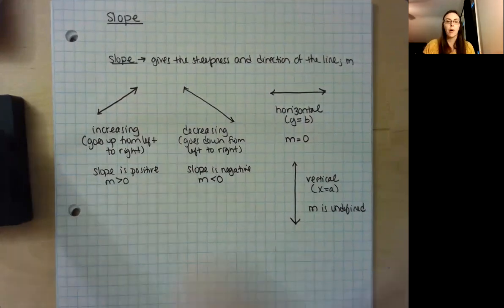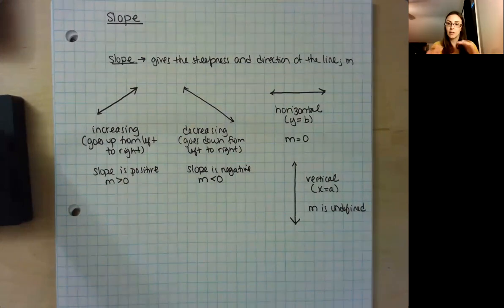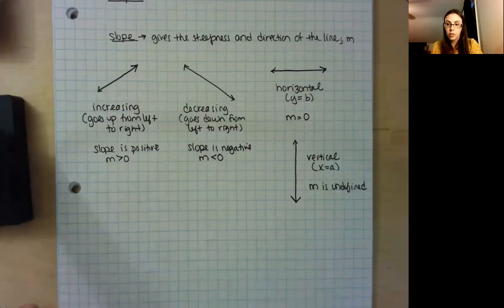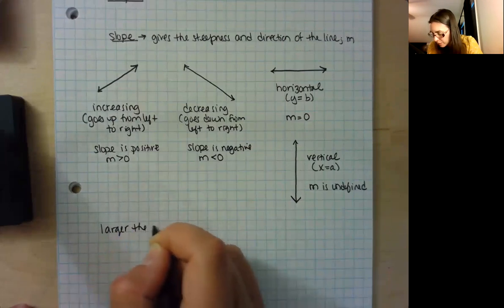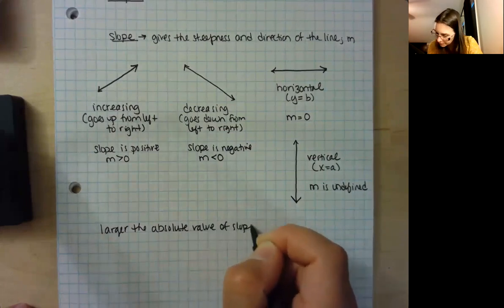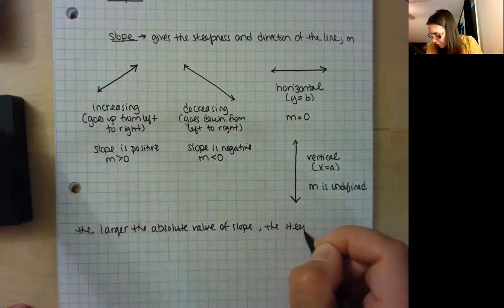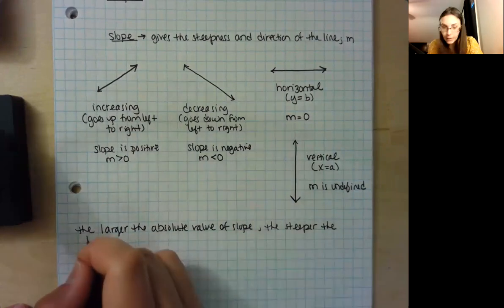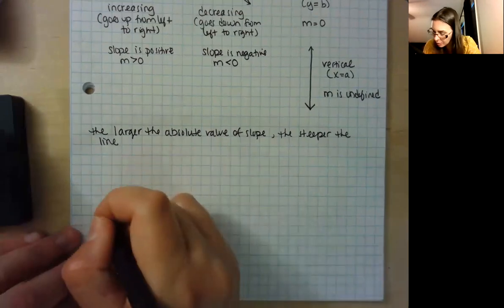So this is the direction part of it, right? So the sign of the slope, positive, negative, or 0, undefined, also tells you the direction of the line. Is it going up? Is it going down? Is it flat? Or is it a vertical line? Now, the second thing that you're going to notice here with slope is that the larger the absolute value of slope, the steeper the line.